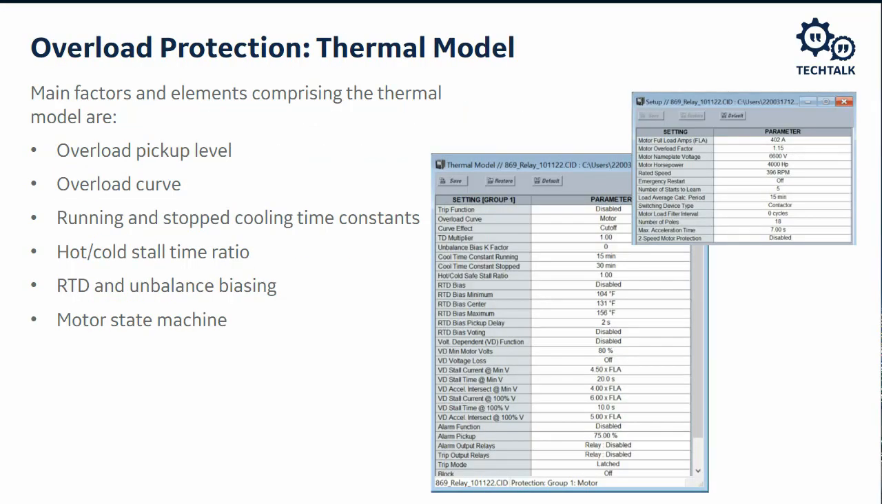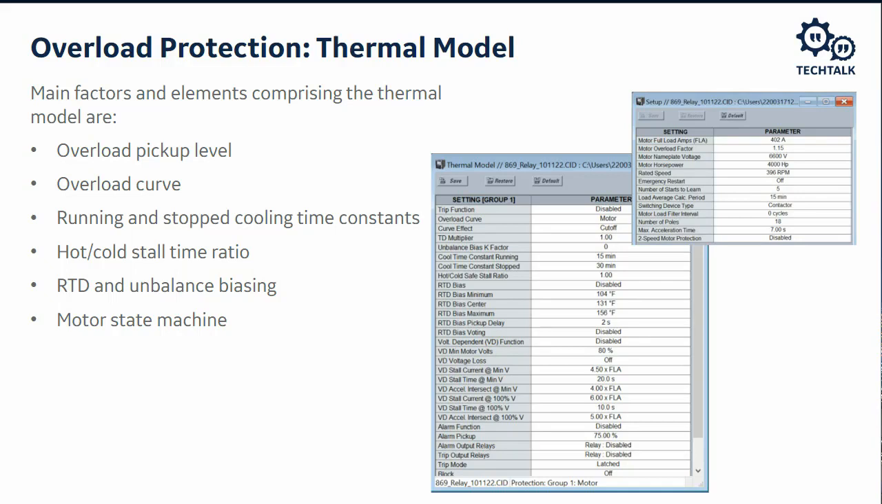Okay. So there are several settings, and the settings that I'm showing here right now are available in the 869 relay. And these are two places that you will find these settings. One of the places is under System Setup, and it's the top window, which is the motor settings. And then the window that's underneath is found under the protected settings, and it is the thermal model settings.